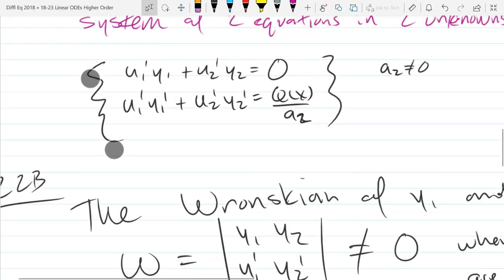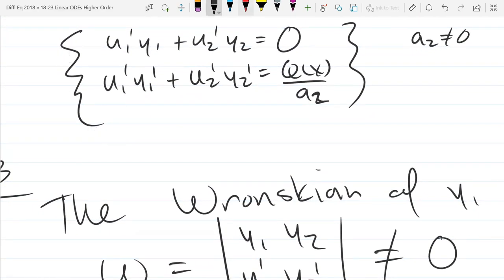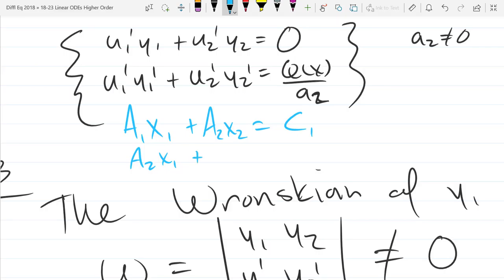We're going to go back to the system of two equations and two unknowns for a minute. I'll use the blue marker here. So if I translate back to the variables we're used to, it looked like a1x1 plus b1x2 equals c1, and then a2x1 plus b2x2 equals c2. Can't use a's again, I'll go with b's.